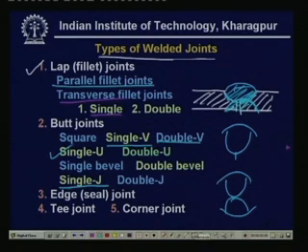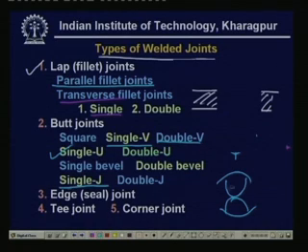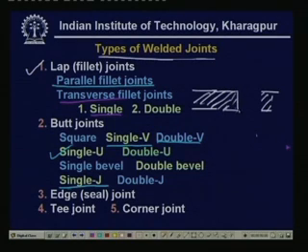Then we have the single bevel joint. One is kept straight, another this way, and then weld material is added. So, this is the single bevel joint and the symbol is like this.